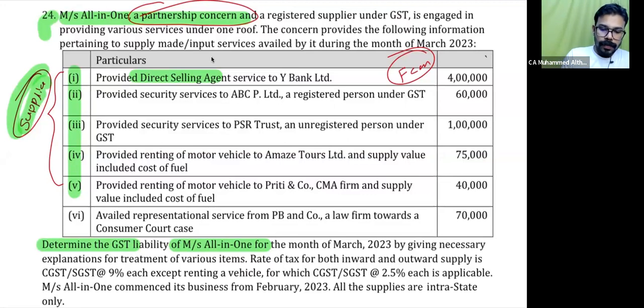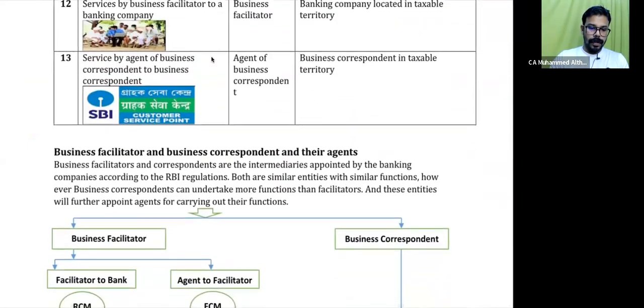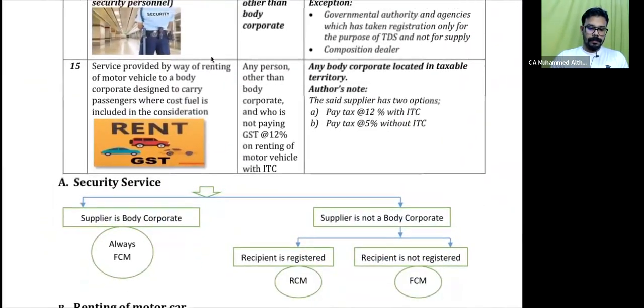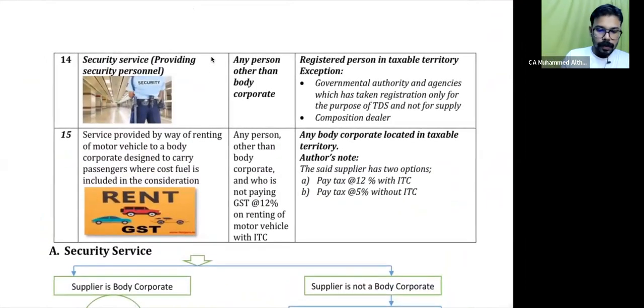Provided security services to ABC Private Limited, a registered person. We'll just check the theory first. Security services. In case of security services, 2 things shall be observed. One is, the supplier shall be any person other than a body corporate, and the recipient shall be a registered person.